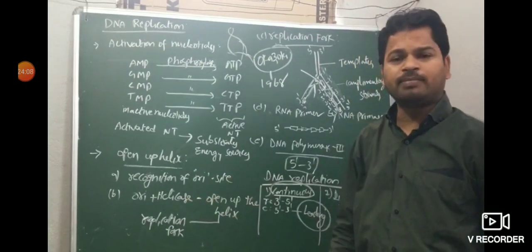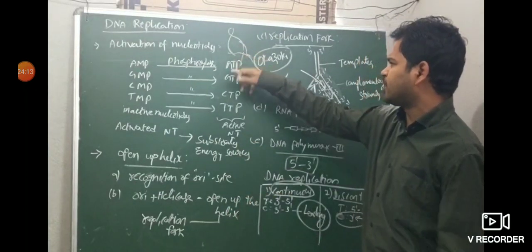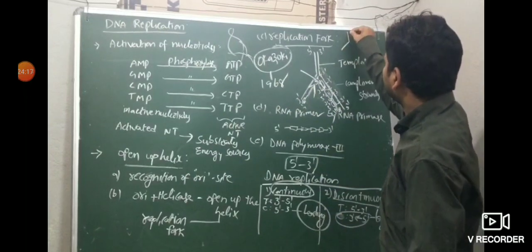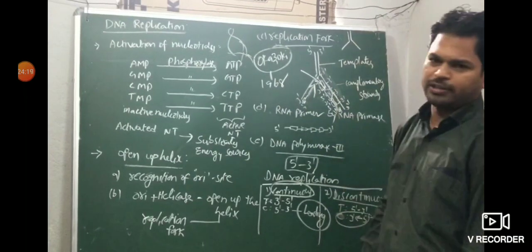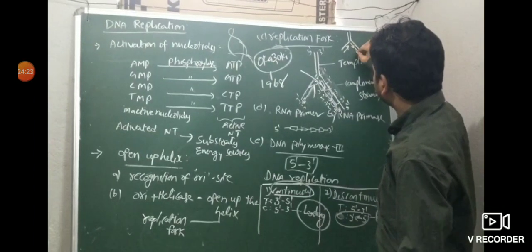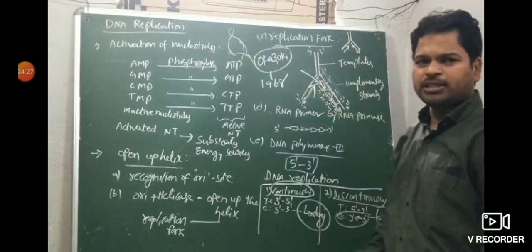After recognition of the ORI site, it binds with the helicase enzyme, then opens up the helix. When the helix opens up, the two DNA strands get open. That is nothing but the replication fork. I will show here, this is the replication fork, like this.